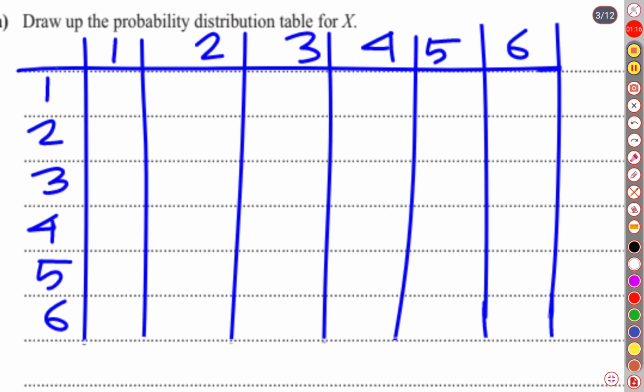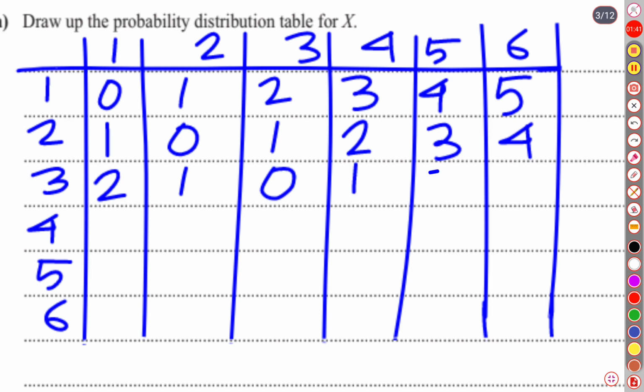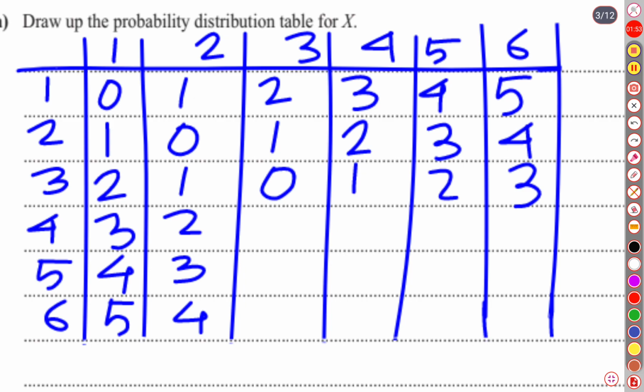So let us see. If we subtract, it is going to be 0. If we subtract, it is 1. It will be 2, 3, 4, as well as 5. For the next one, if we subtract, it is going to be 1, then 0, then 1, then 2, 3, 4 as usual. Then 2, then 1, then 0. Then 1, 2, 3. You can easily write. Then it is going to be 3, 4, 5. Again 2, 3, 4. Then it is 1, 2, 3.